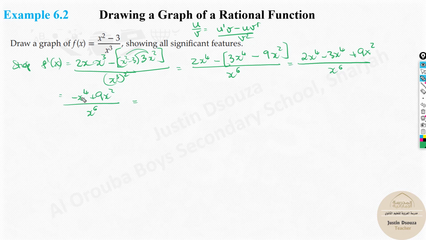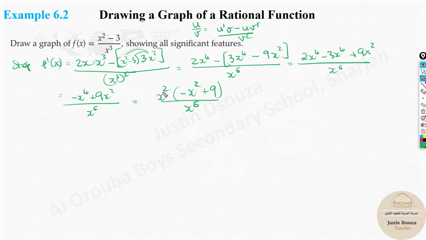Here what we can do is remove x power 2 common outside, because both terms have x power 2. So we will remove x power 2 outside, and what's remaining is basically minus x to the power 2 plus 9, divided by x to the power 6 itself.